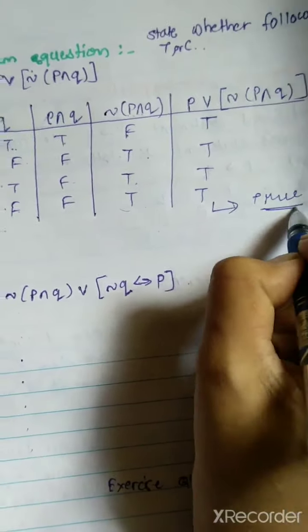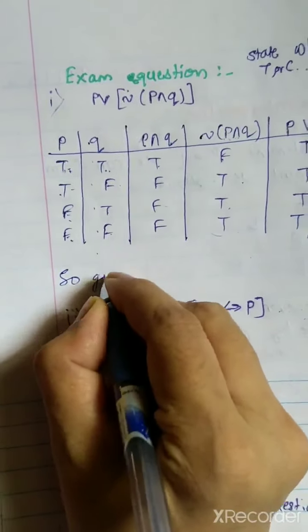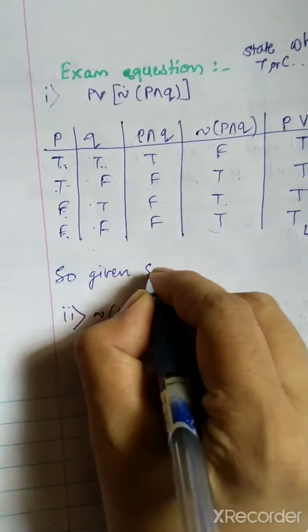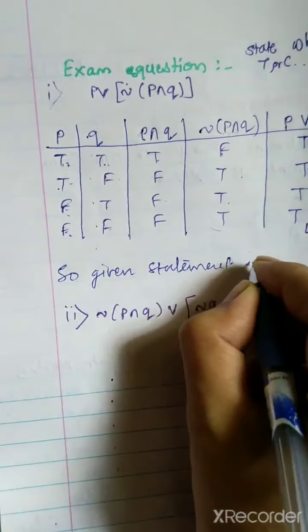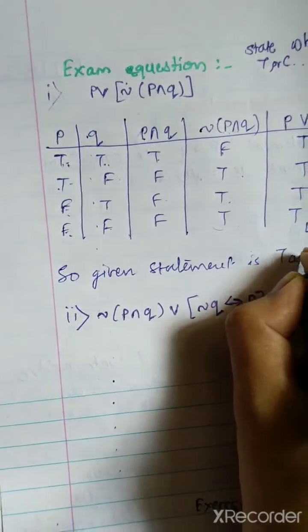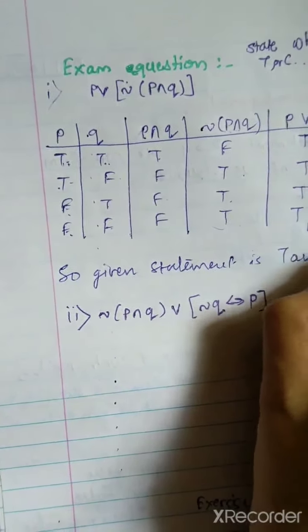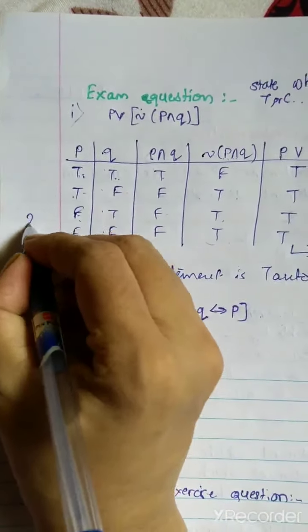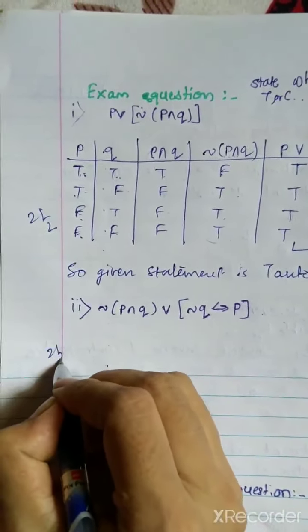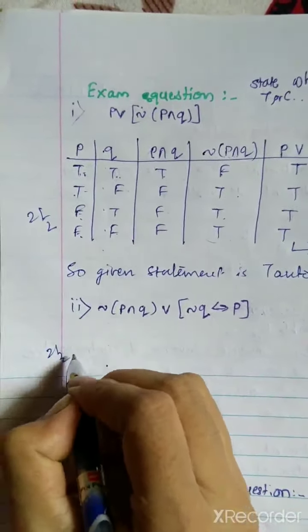So we have to write like this: given statement is tautology. In the exam, two statements will come. This is for 2.5 marks and this is for 2.5 marks. This kind of question will come for 5 marks. Complete will be for 5 marks.